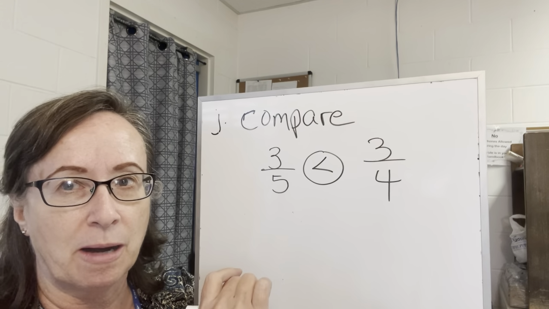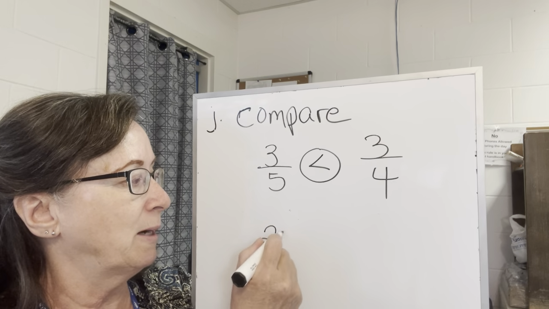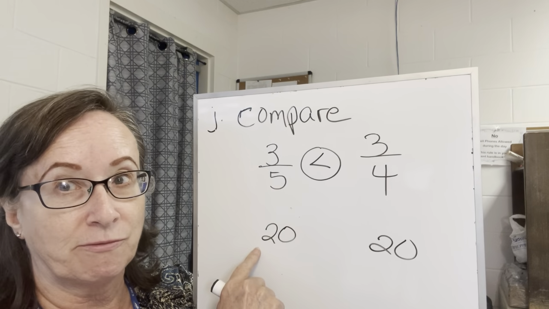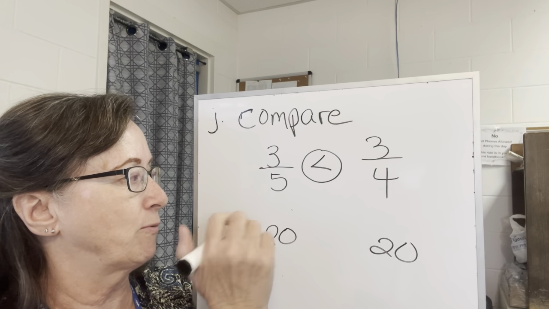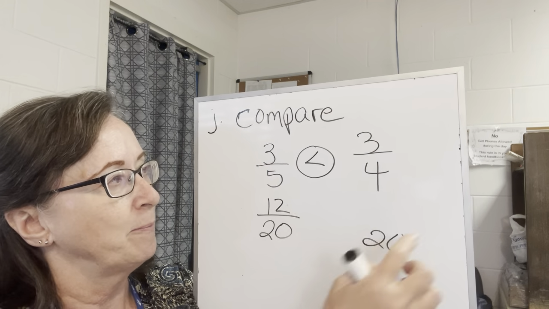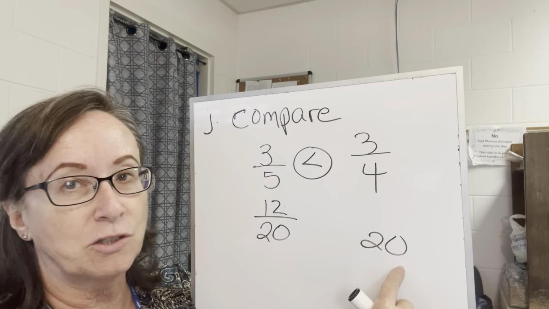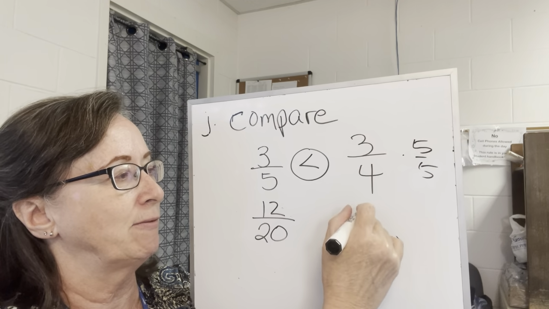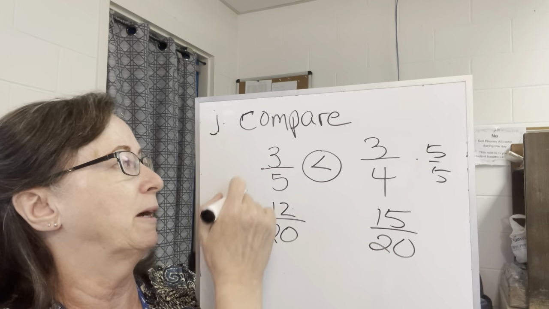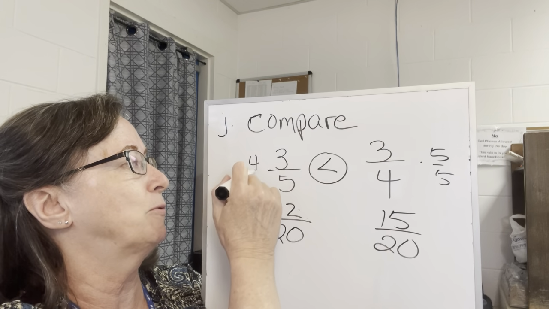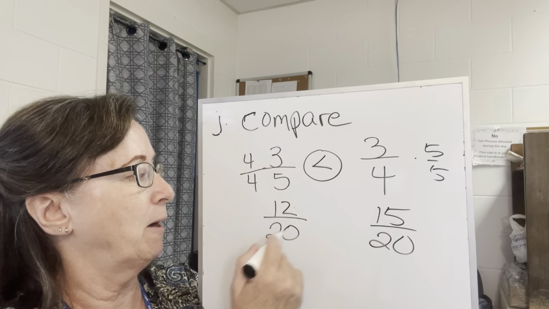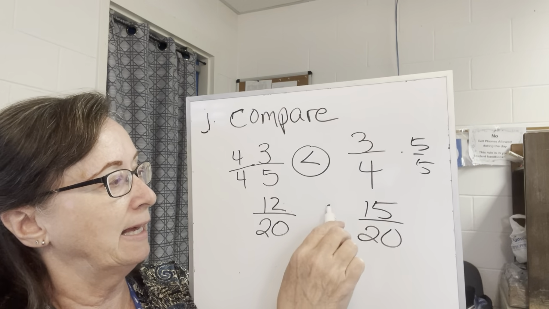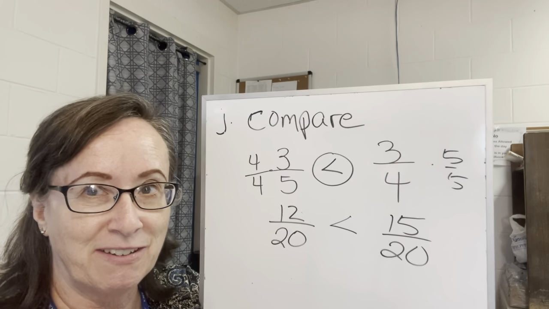Let's get to a common denominator of 20. Okay, so 5 times 4 is 20, so 3 times 4 is 12. And 4 goes into 20 5 times, so we're going to multiply this side by 5 over 5 and get 15 over 20. This side was multiplied by 4 over 4, which gave 12 over 20. So now can you see that 12 over 20 is less than 15 over 20.